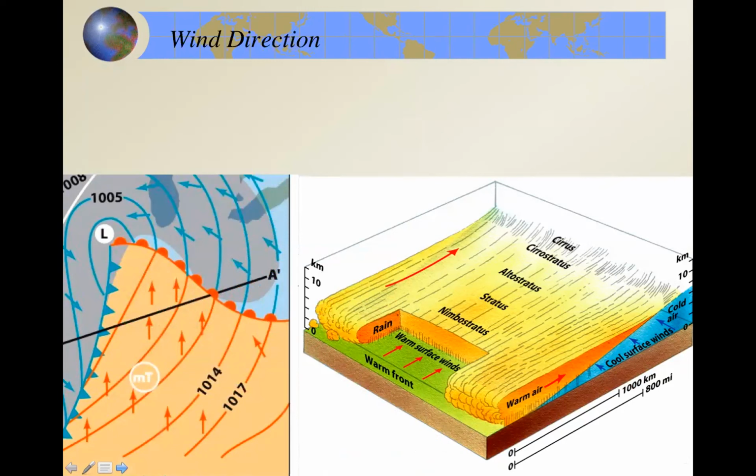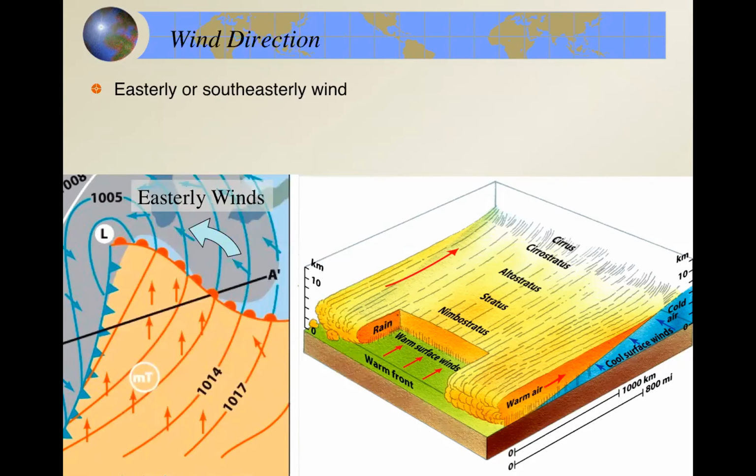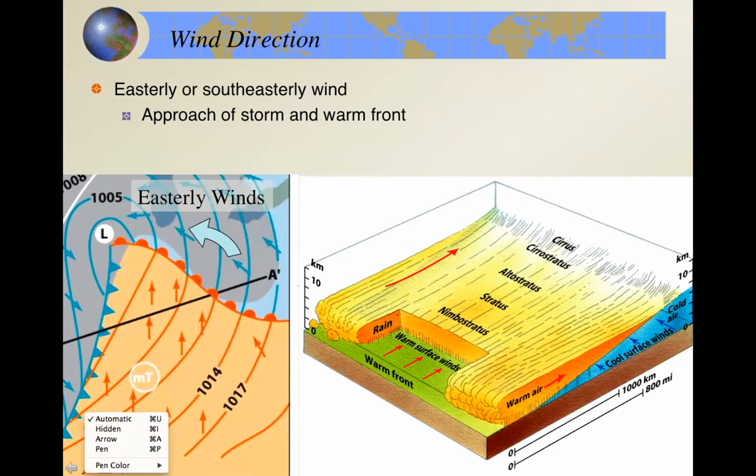And so the first indicator of an approaching storm, as I noted, is the presence of easterly winds, a reversal of the typical winds from westerlies to easterlies. So when we have the easterlies or southeasterly winds, then indeed we have an expectation that there is an approaching storm and warm front. And so in this image over here, what we have is, again, the winds moving from the east or the southeast with the warm front here.